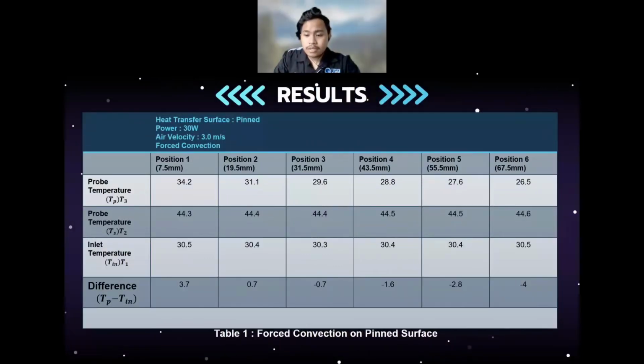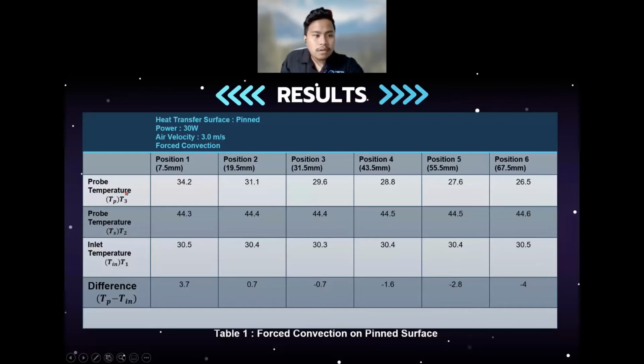So I will start with my part, which is the result. As you can see, this is the table for forced convection on the pin surface. Heat transfer surface is pin. Power is 30 watt. Air velocity 3.0 meter per second.